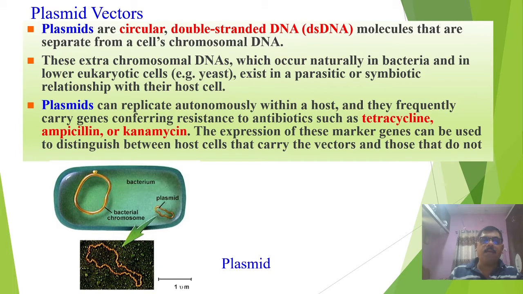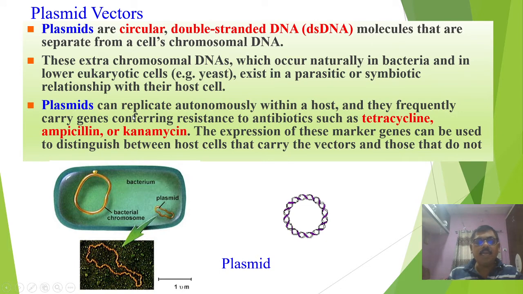Then first we'll discuss the plasmid vectors. What are these plasmid vectors? These are circular, double-stranded DNA molecules that are separate from the cell's chromosomal DNA. This means the plasmid is an extra chromosomal DNA which is circular and supercoiled. These extra chromosomal DNAs occur naturally in bacteria and in lower eukaryotic cells, for example yeast, and exist in a parasitic or symbiotic relationship with their host.